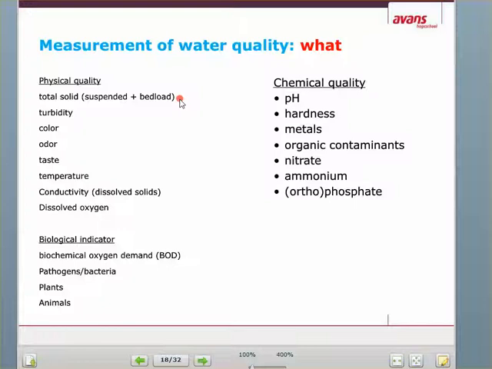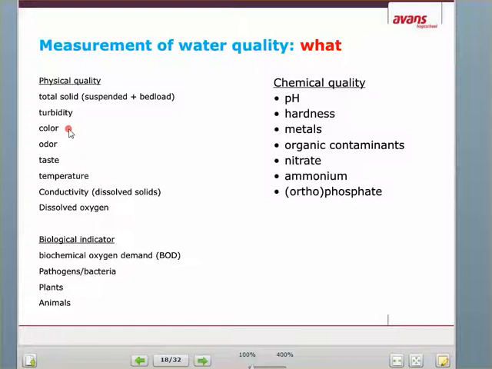Bed load, if you remember, is the rocks at the bottom of a river. There are really no rocks in the Netherlands. It's just a muddy bottom. But suspended solids, if you remember, you can do that. You put the water through a filter and measure the filter before and after, and you see how much suspended solids. Turbidity, color, these are values that you give yourself.